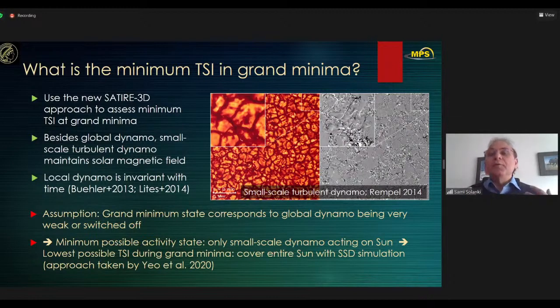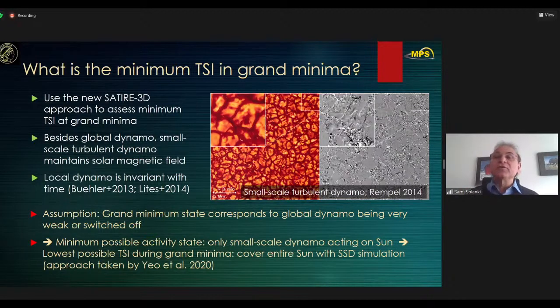We know from observational work that this local dynamo is invariant with time. It doesn't follow the solar cycle. And we think it maintains the field even if the global dynamo is not acting. So in that sense, the state of weakest activity of the sun that you can have is when the global dynamo switches off completely and you only have the small scale dynamo acting. I'm not saying that this actually happens, but this would be a lower limit to the activity.